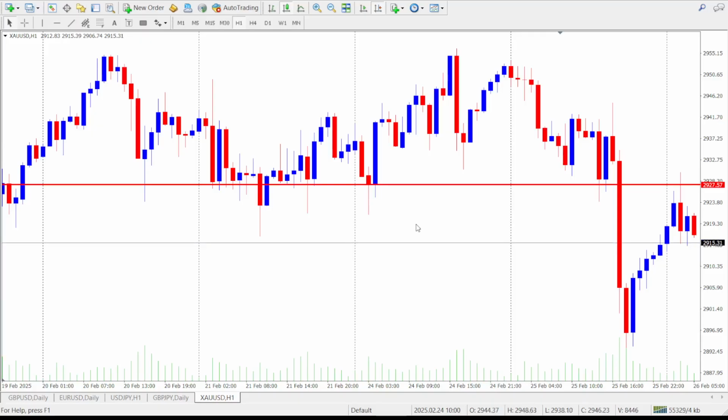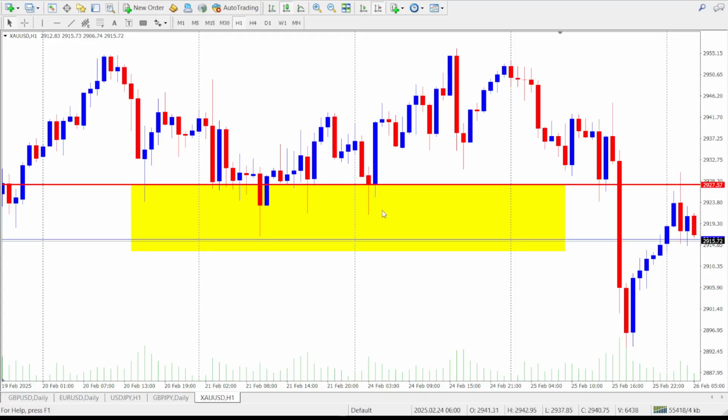A long wick shows strong rejection. For example, we can see what happened around here. You can see the pin bar that formed around here. A long wick shows strong rejection, meaning the market tried to move in one direction but got pushed back. After attempting to go further downwards, the bulls prevailed and pushed the price back up.